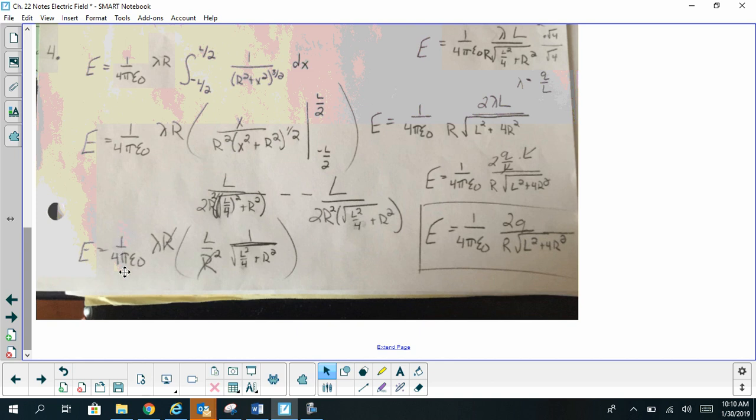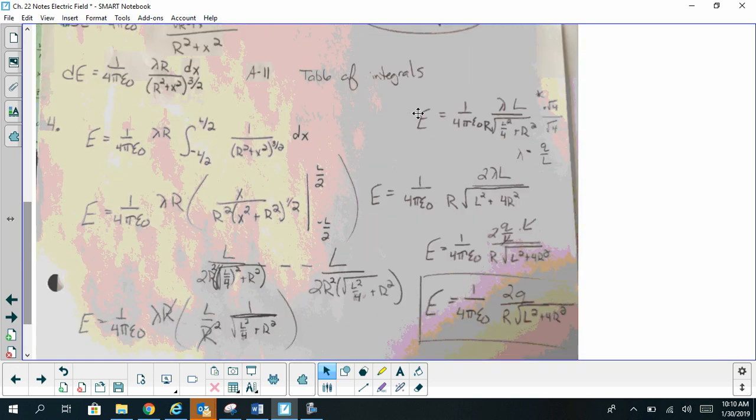So we've got 1 over 4 pi epsilon naught lambda r over L over r squared, and then 1 over square root of L squared over 4 plus r squared. Okay, so because we have basically half of that here, we add them together to get a whole. We cancel out an r, and then we come back up over right here. So we need to simplify a little bit because we have a complex fraction in our denominator. So I multiply both the top and the bottom by the square root of 4 to get rid of that 4 right there. Do you see that 4?